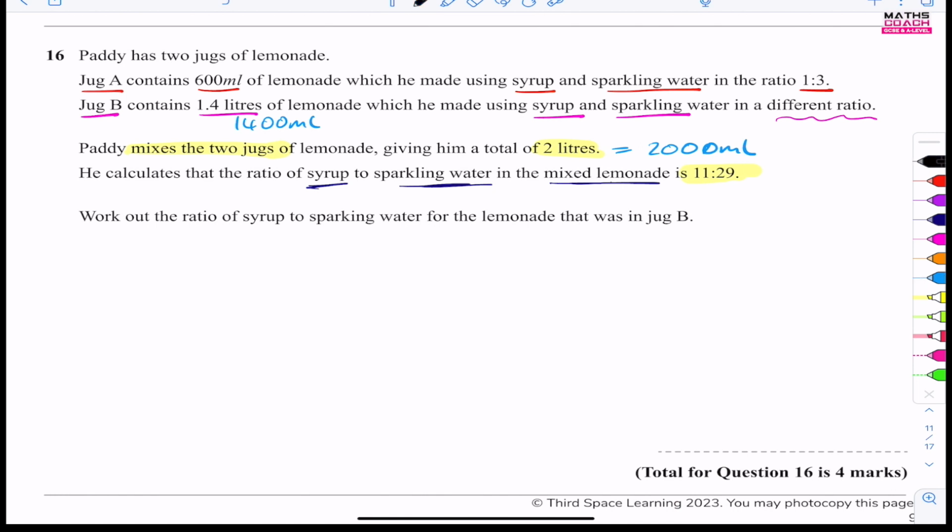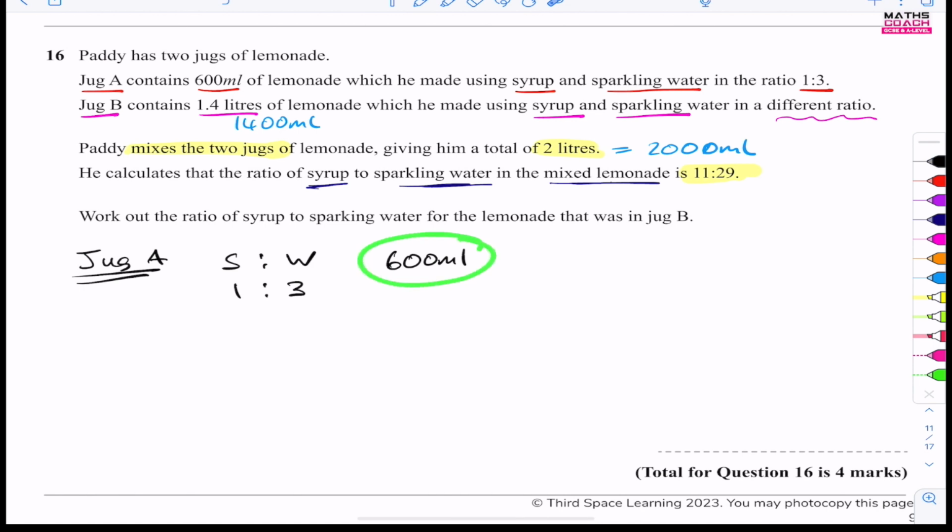Now let's go back to jug A here. Okay, so jug A, we know syrup and sparkling water, W, is in the ratio 1:3. And 600 milliliters of lemonade was made. Okay, so this represents 600 milliliters. So one thing we can do is to work out how many milliliters of syrup there was and water there was. We can break this down into 4 parts because 1 and 3 is 4 parts. So we can divide that by 4. So 600 divided by 4, that is 150 milliliters per part.